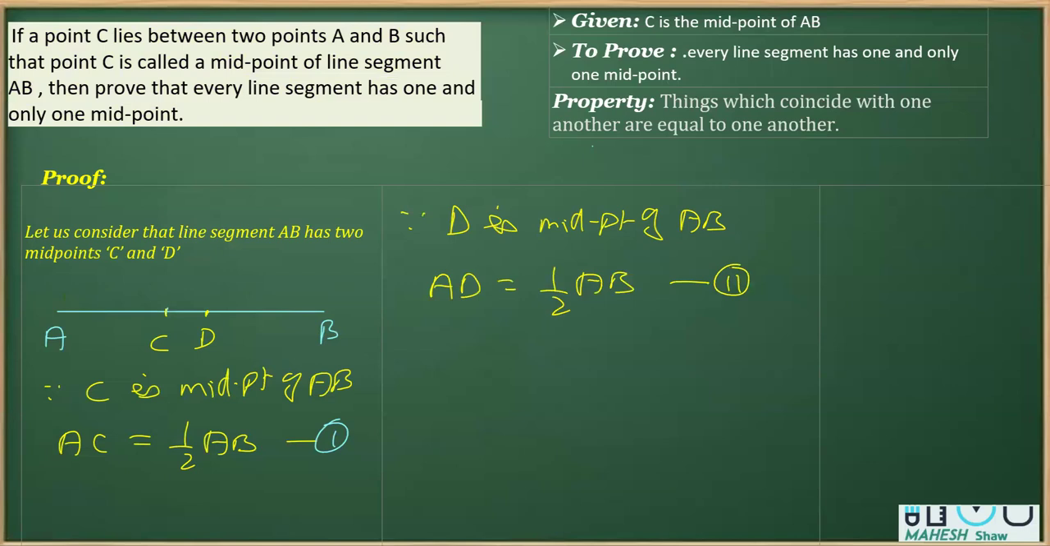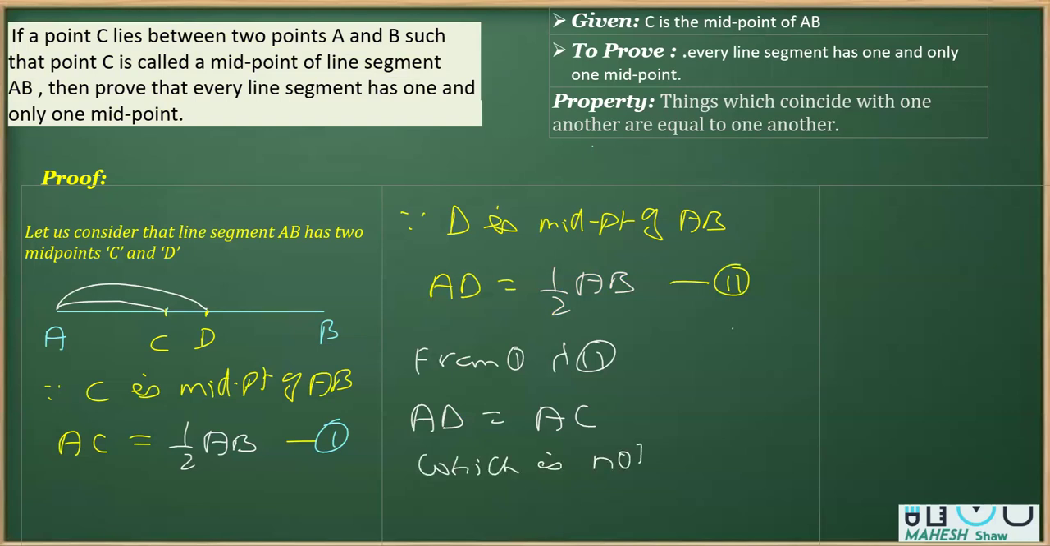Now, what you can notice here is that the RHS of both the equations, that is the first equation and the second equation, is the same. So we can say from 1 and 2, from these two equations, AD is equal to AC. So we are finding that AD is this much and AC is this much, right? Which is not possible.